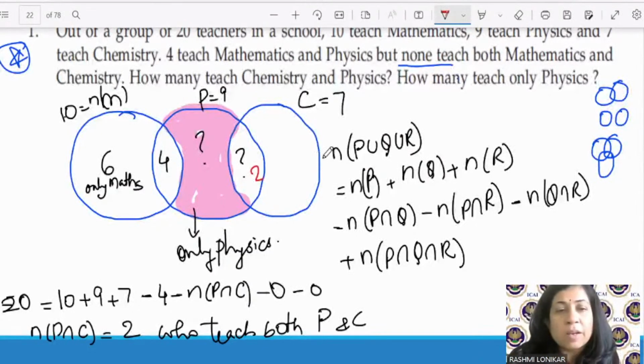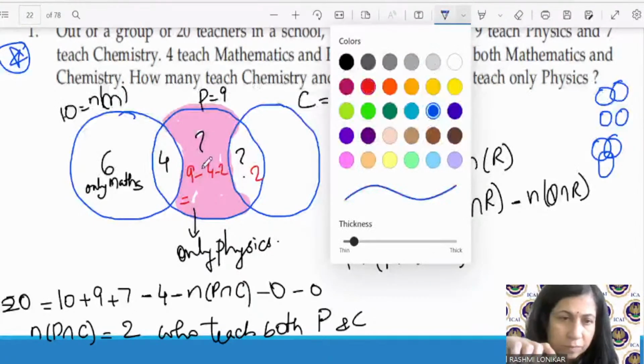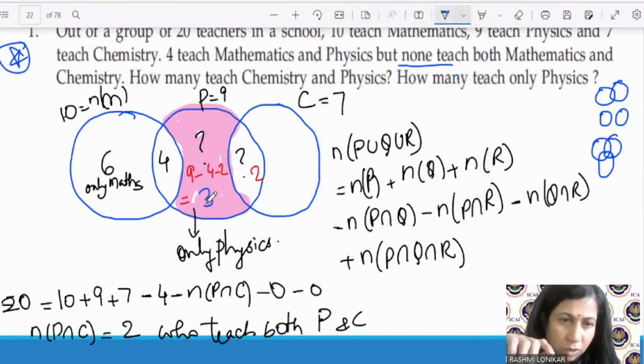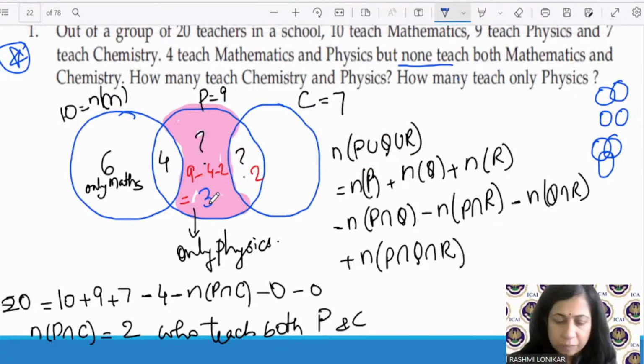Okay. Now they are asking you how many teach only physics. So how many teachers are there in total who teach physics? 9. Out of them, 4 teach both physics and mathematics. 2 teach both chemistry and physics. So 9 minus 4 minus 2, which is equal to 3. There are 3 teachers who teach only physics.